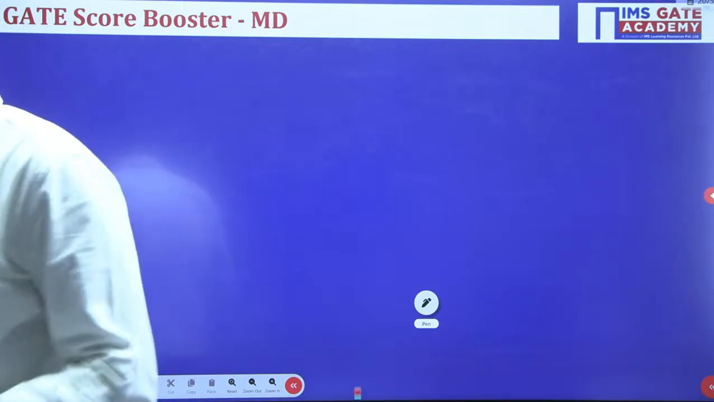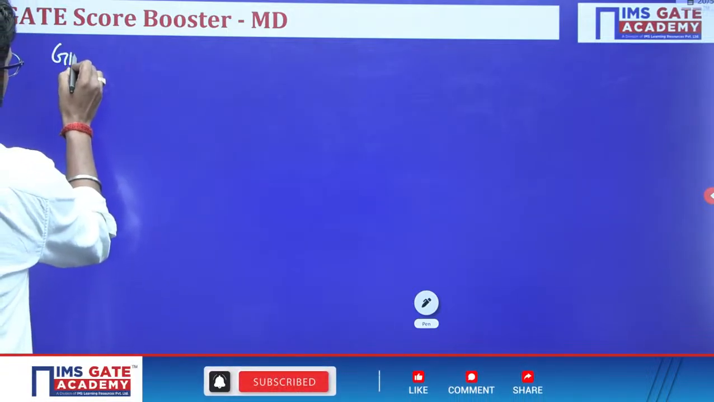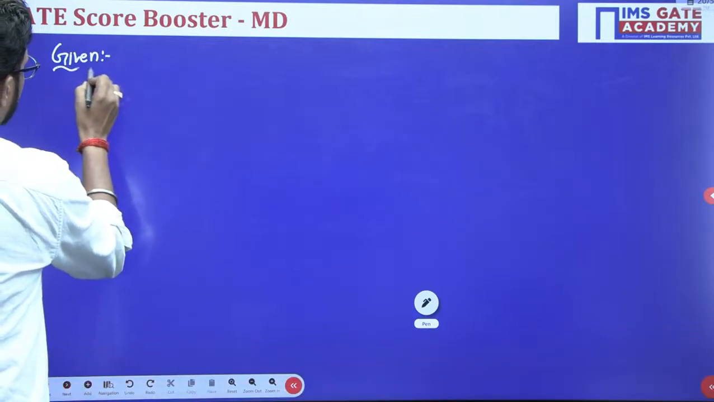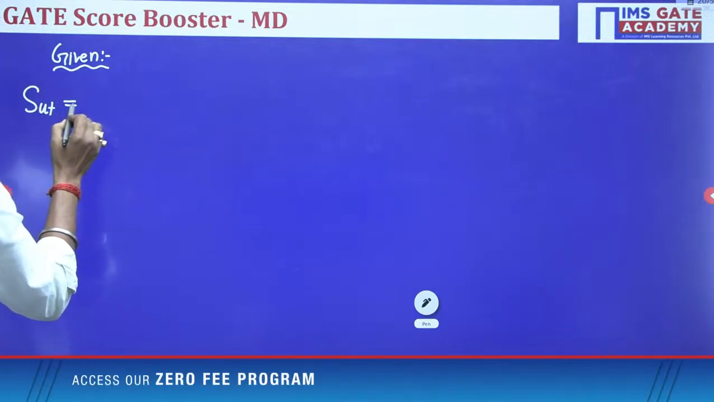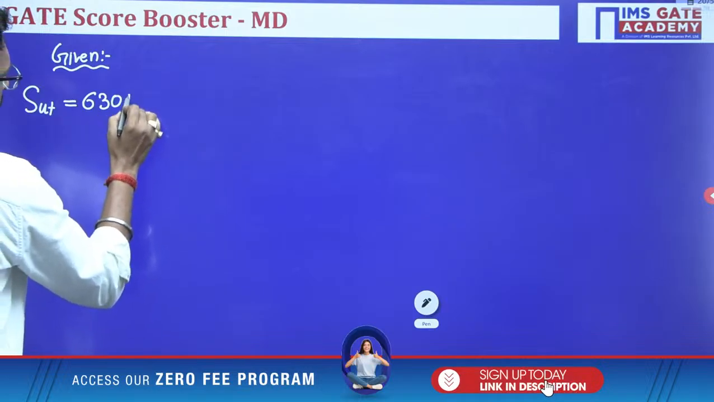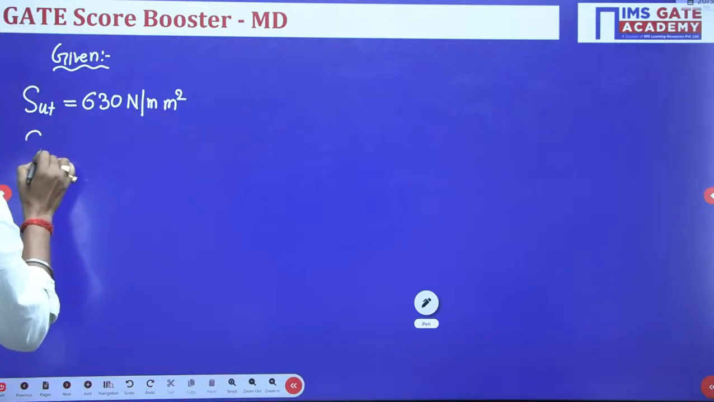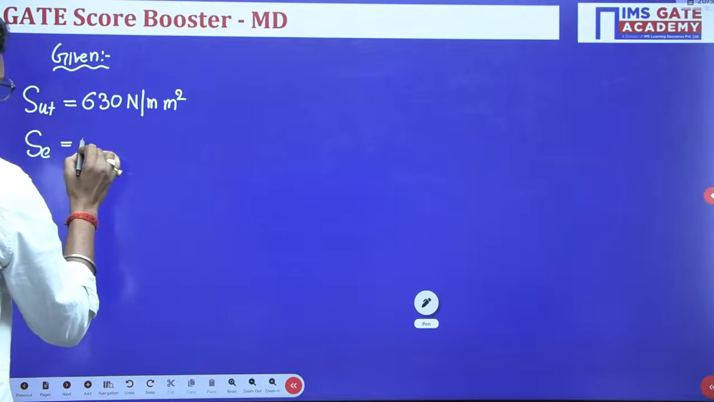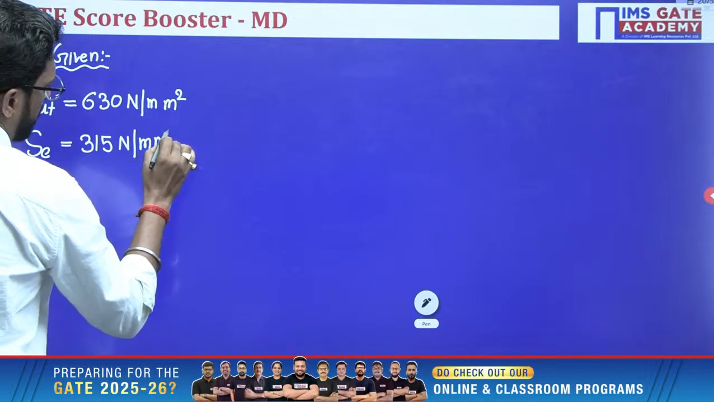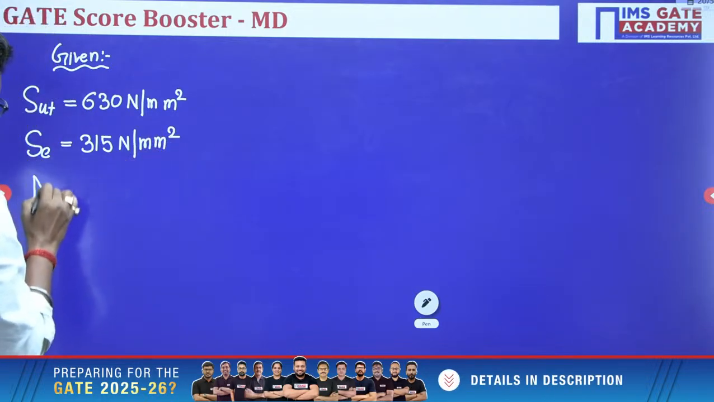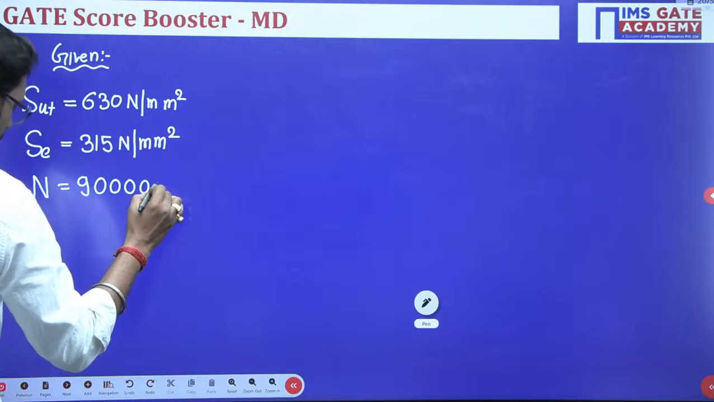Done. So let's start this problem. Given: what is given, my dear? Ultimate tensile strength is 630 Newton per mm square. Endurance strength is 315 Newton per mm square. Number of cycles N is given as 9,000 cycles.